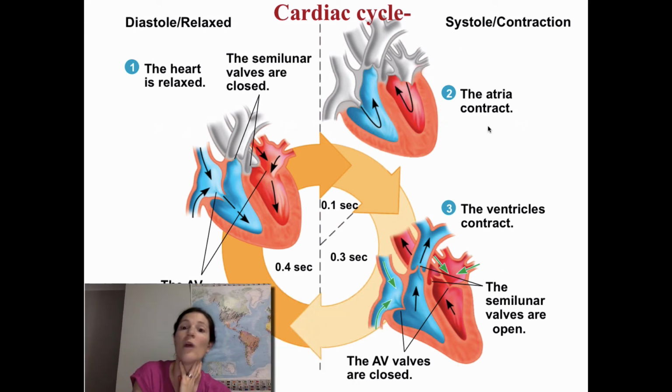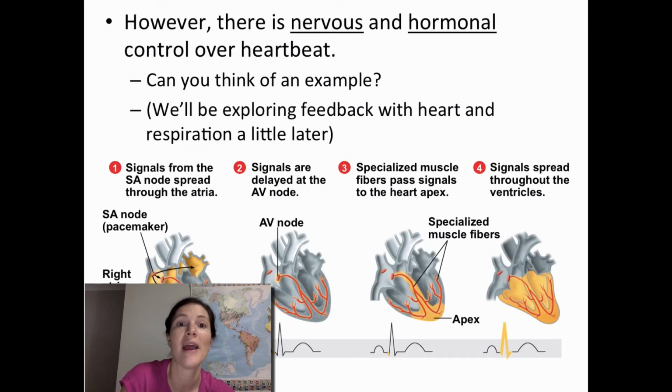You basically have one phase of the cycle where atria contract, ventricles contract, and then they're both relaxed. And what that does is give time for blood to actually flow back into the heart from the circuit so that you have something to pump the next time around. So the heart's setting its own pace, but there's nervous and hormonal control over the heartbeat. So, the heart is doing its own thing separate from the brain.